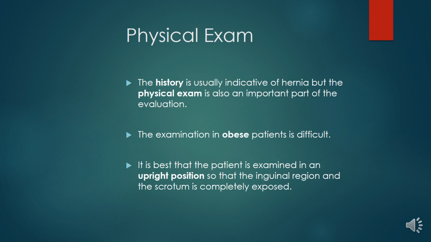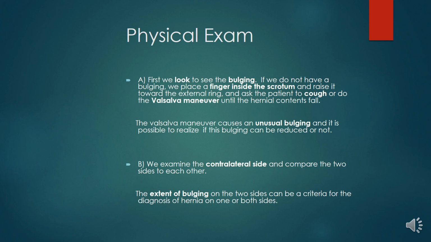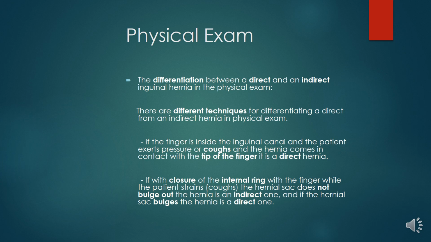Physical exam. History will guide toward the physical examination, and examination in the obese patient is difficult and usually done in the upright position, where standing and gravity make the hernia visible. A Valsalva maneuver is done to make the inguinal hernia prominent. Palpation could be done, and cough impulse should be examined. Differentiation between direct and indirect inguinal hernia can be made by putting pressure on the internal ring, which is lateral to the inferior epigastric artery. It is important to palpate the inferior epigastric artery pulsation, though sometimes it's difficult.